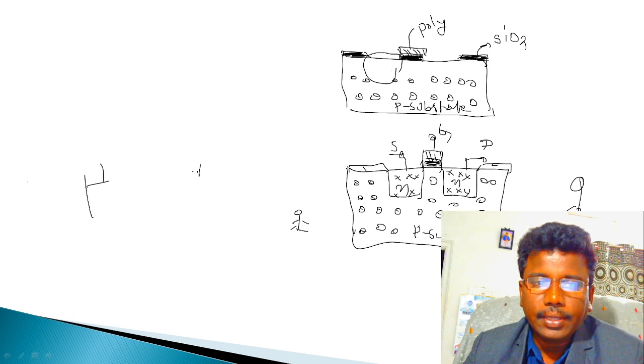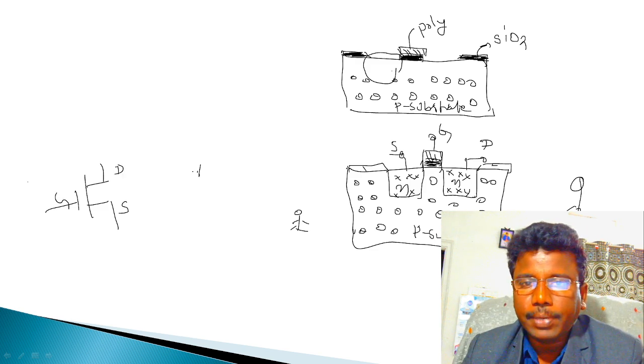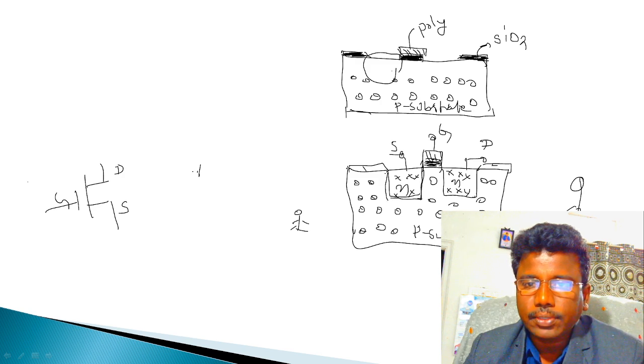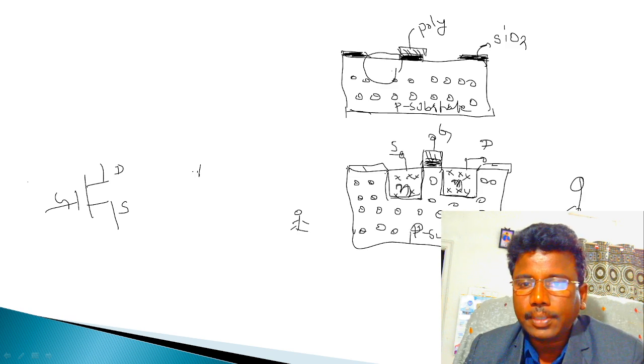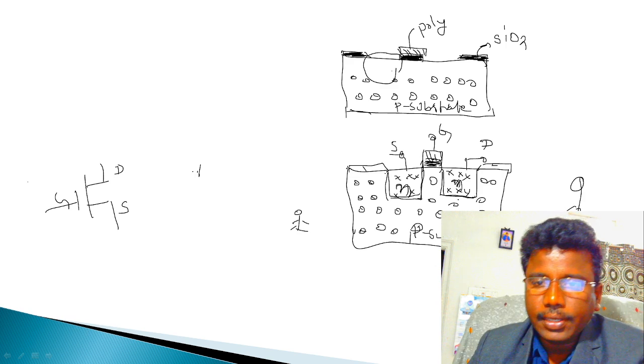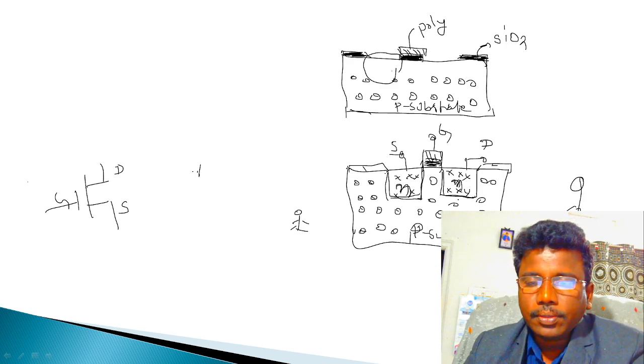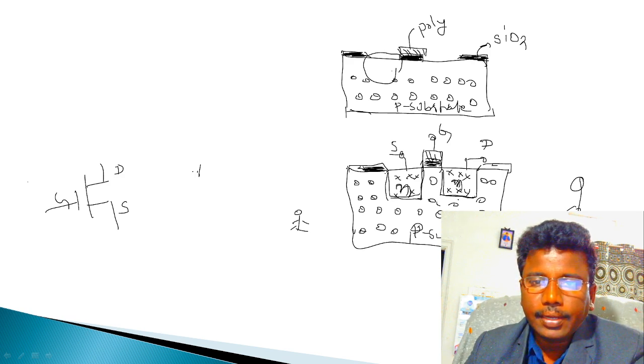We know that already. This is only the symbol: source, gate, drain. But this is the fabrication process to design a transistor. In the last step, by heating this material, we diffused electrons into the P substrate. Now we can see this is an NPN transistor we have designed.